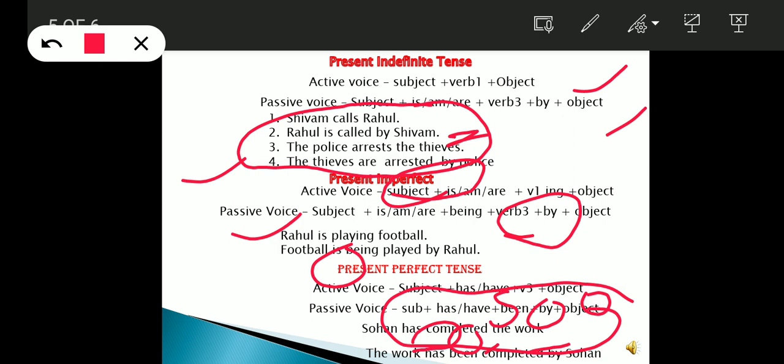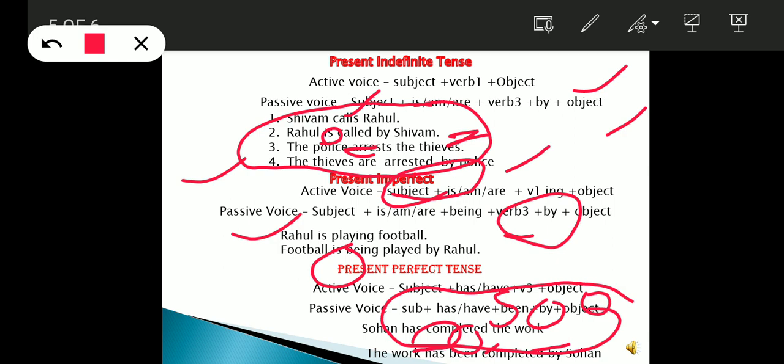Now second rule was the helping verb. So this is first form of verb, and if there is first form of verb, we will use is, am, or are depending on the number of that subject. Okay, and Rahul is singular, so it will take is. Now third form of verb you can see, and by is placed before Shivam.